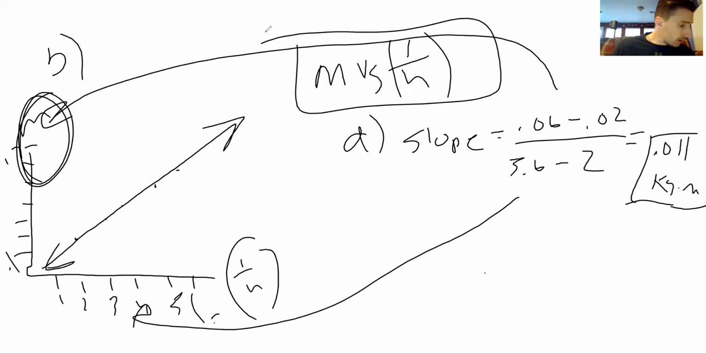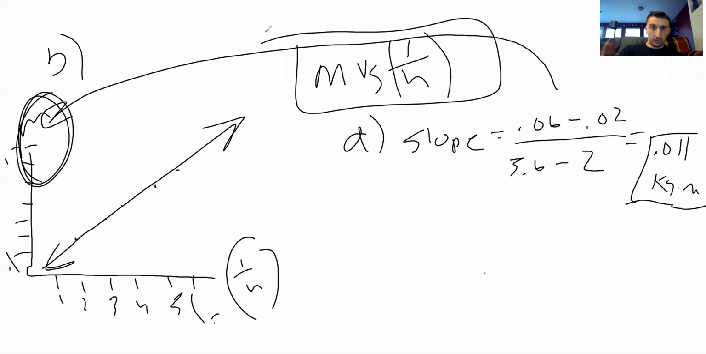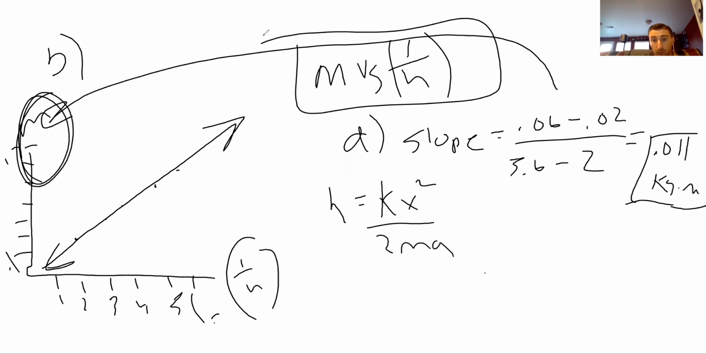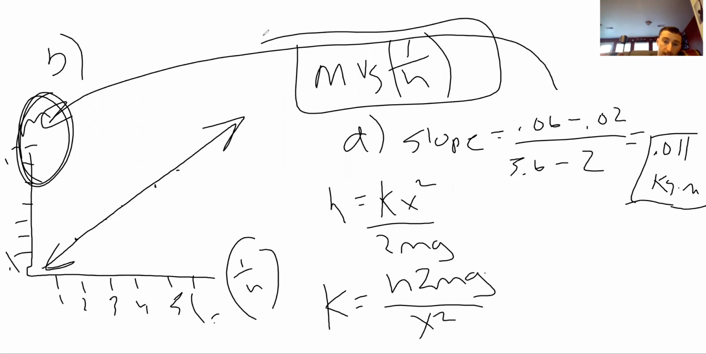Oh, so I need to find K. When did I find an equation for K already? No, I have an equation for height, right? Let me clear, I've got to get some room here. So I know my height is equal to K x squared over 2mg. We did that last time, right? So let me solve that for K. I'm going to get K equals h 2mg all over x squared. That's my equation for K.